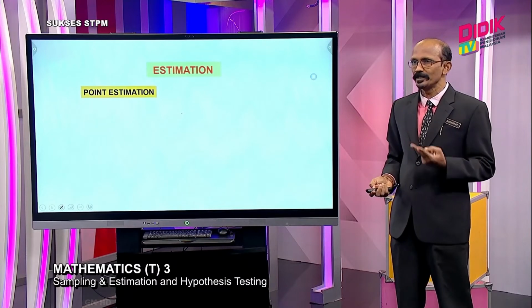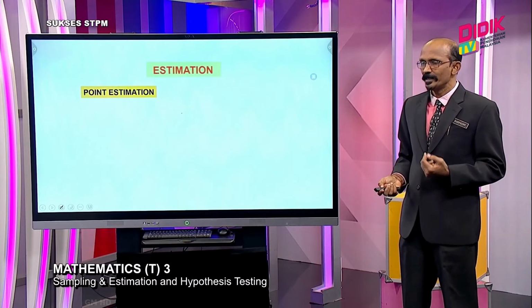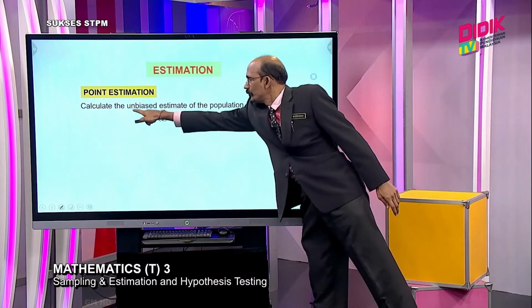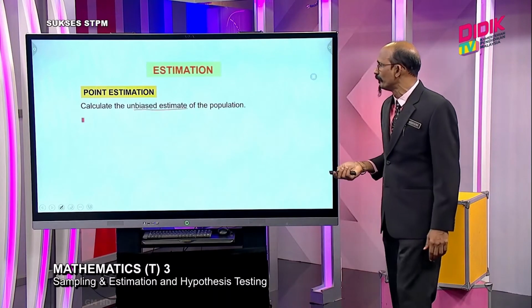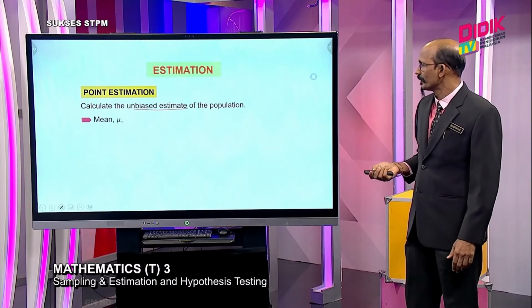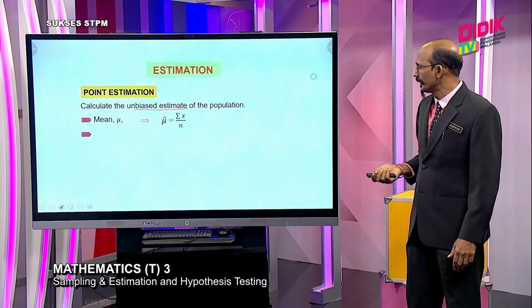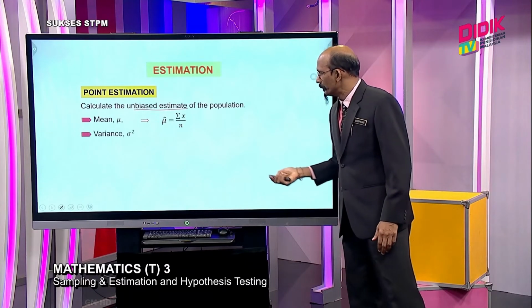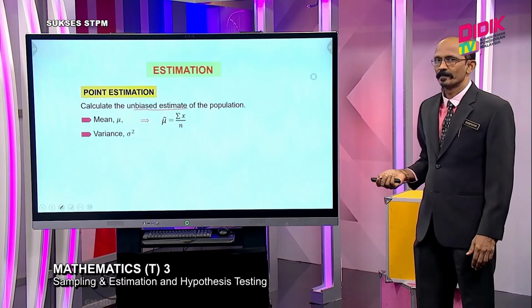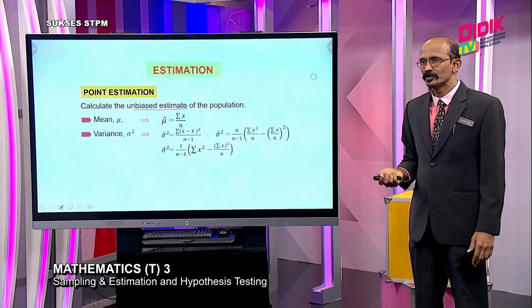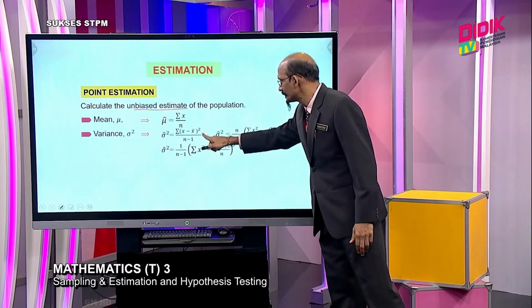Underestimation, we must know 2 things. One is point estimation. In point estimation, you must find unbiased estimate. You need to find unbiased estimate for population mean, which is shown something like this. And then you need to find for variance, population variance. Actually, this is the standard formula.